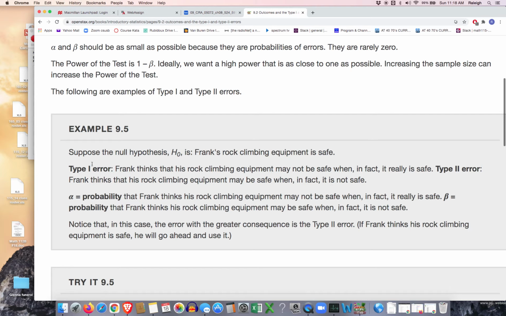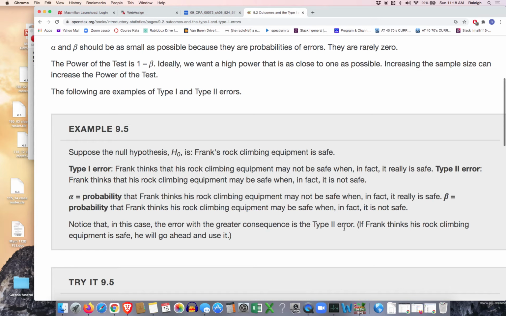Okay, alpha goes with type 1. Alpha is A in Greek, beta is B in Greek. So they just go in the normal order. That's how to remember it. Type 1 is alpha, beta is type 2 error. So it's saying the same thing again, except they're putting the probability on it. And the greater consequence by far is type 2.